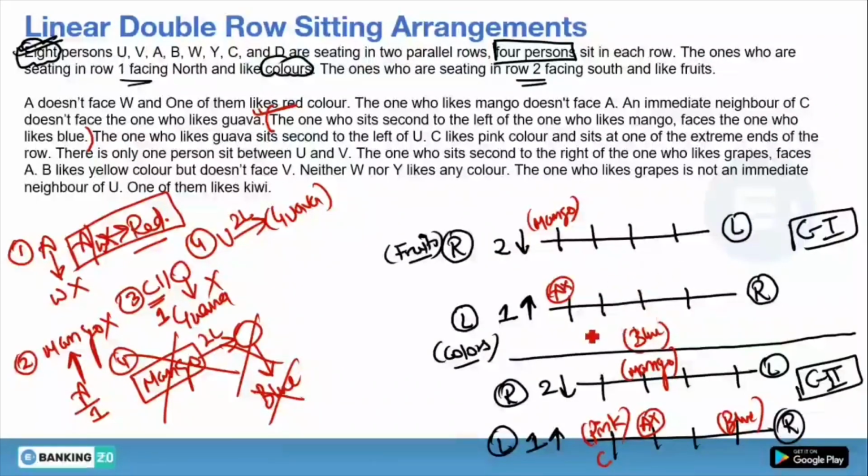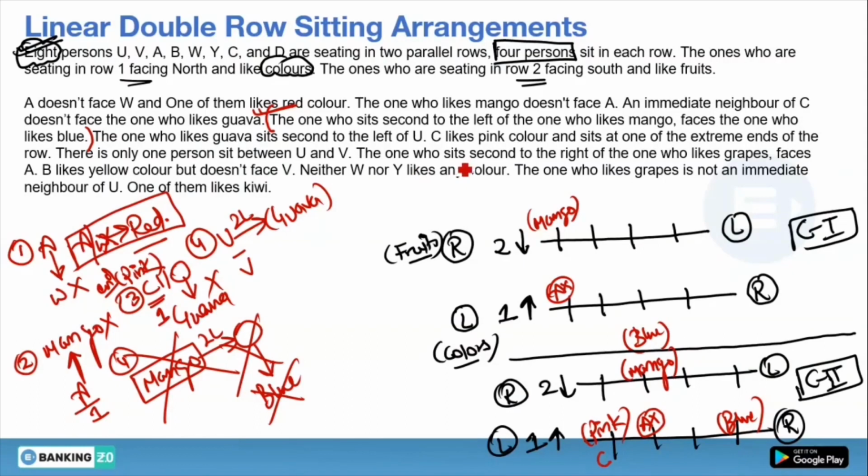Now in case number 1, C can come here also and C can come here also. So there are two possibilities, so we will not use this. So we will write like this: C likes pink color and he is coming at the end. Now there is only one person sitting between you and V. So between you and V there is only one person sitting.